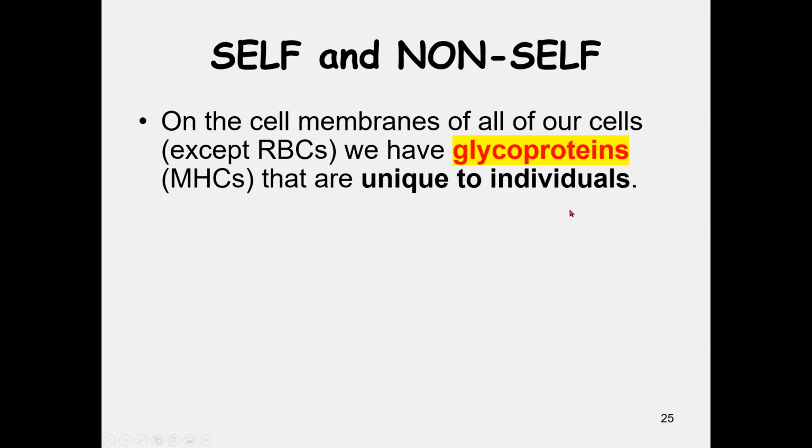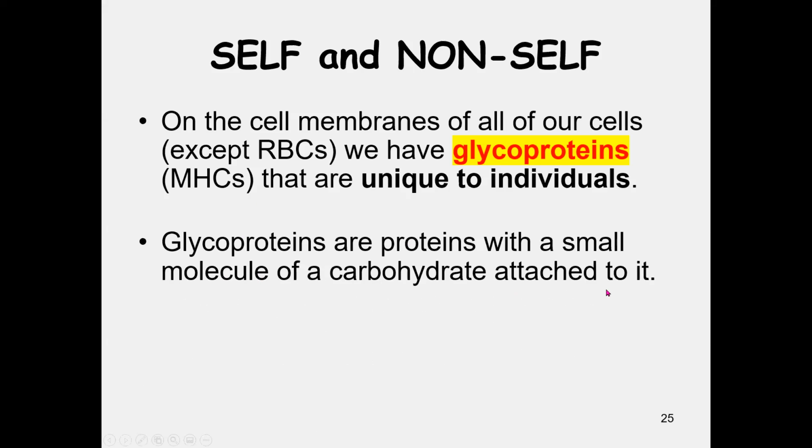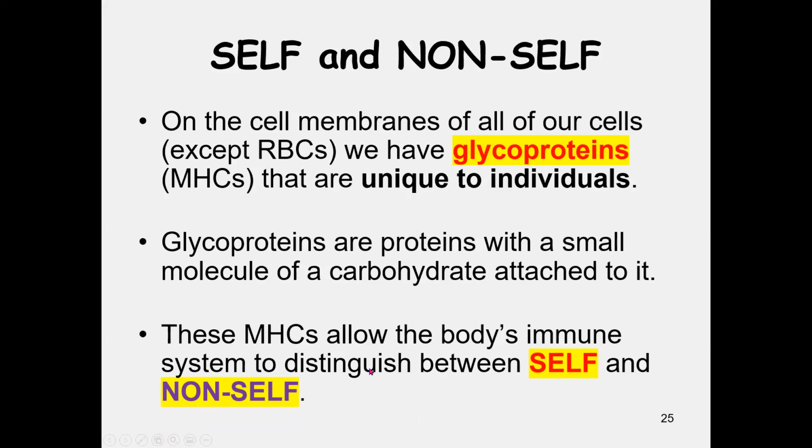Now, for example, if one of you gave me some of your tissue, my system would reject it because it's not myself. It's non-self. These MHCs allow the body's immune system to distinguish between self and non-self. It's a complex system, and it works amazingly well because we're all here. If it didn't work, we would not be here.